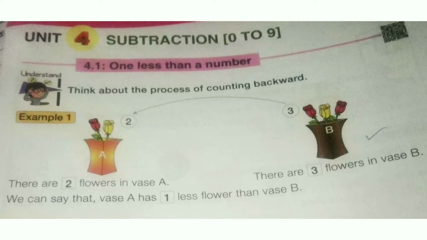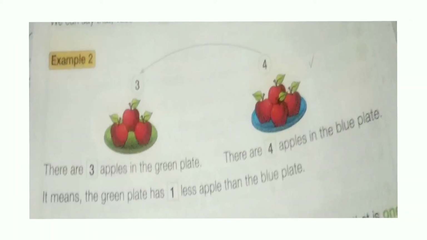So now next example. See here children, there are 3 tomatoes. How many tomatoes, children? There are 3 tomatoes in the plate. And in another plate you can find 4 tomatoes. That is, there is one less tomato in plate A, isn't it, children?